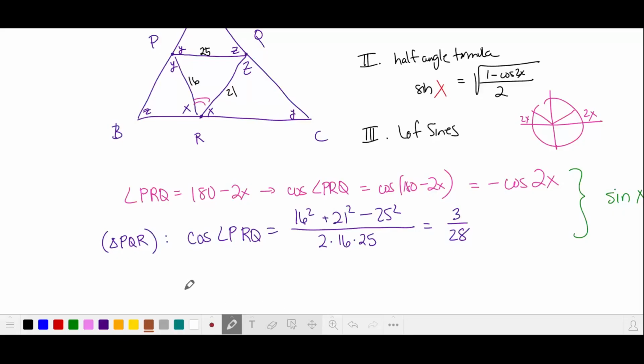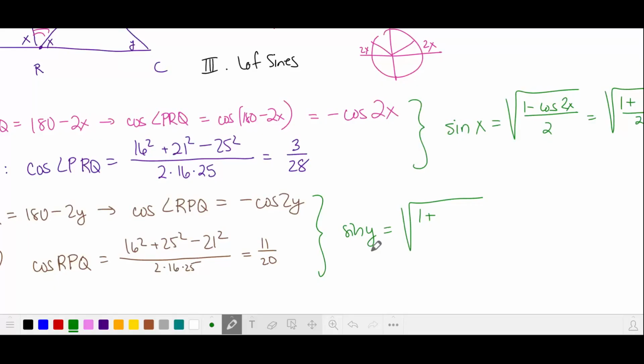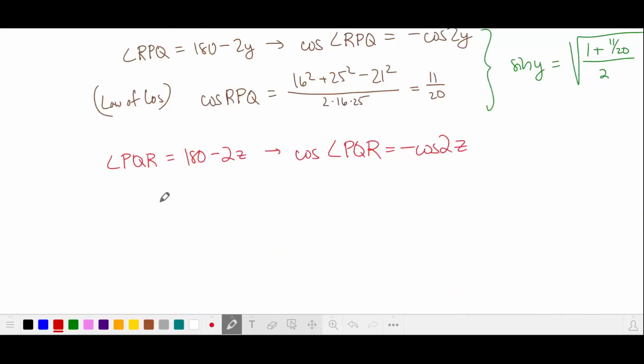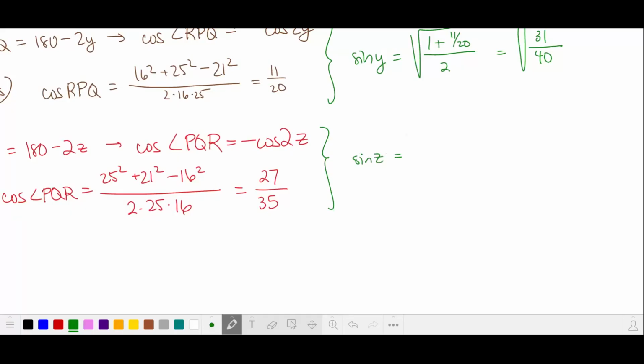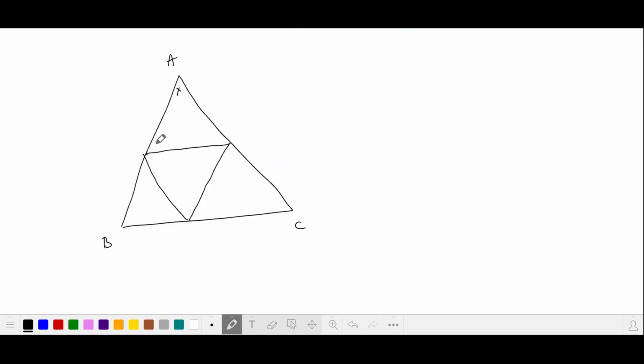And we'll repeat this with angle RPQ, that's over here, which is 180 minus 2y. So the cosine of angle RPQ is the negative cosine of 2y. And then we'll use law of cosines again, using the side lengths of that inner triangle. This is 11 over 20. So we'll add 11 over 20, and this sine is 31 over 40. Then we'll do this third angle up here, PQR. And law of cosines again, this is 27 over 35, and sine of z, plugging in, this simplifies to root 31 over 35. Let's summarize.